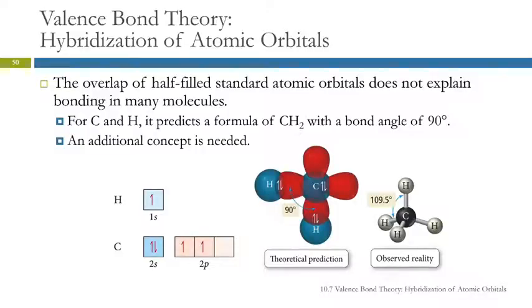And what would the formula for that be? How many carbons are in there? 1 carbon, and how many hydrogens? 2. So that would be CH2. But that's not what actually happens. Carbon forms bonds with 4 hydrogens. And so we get methane, CH4. CH2 does not exist as an individual molecule.